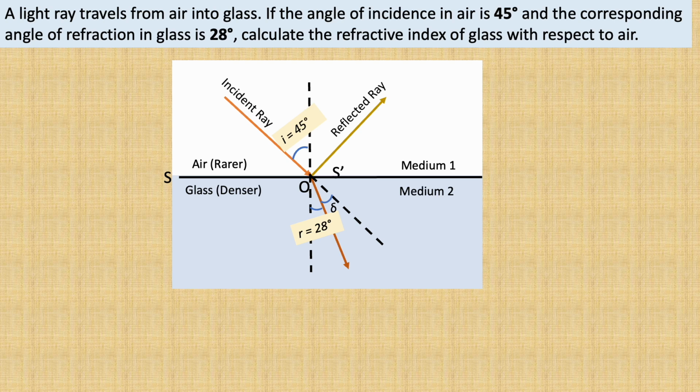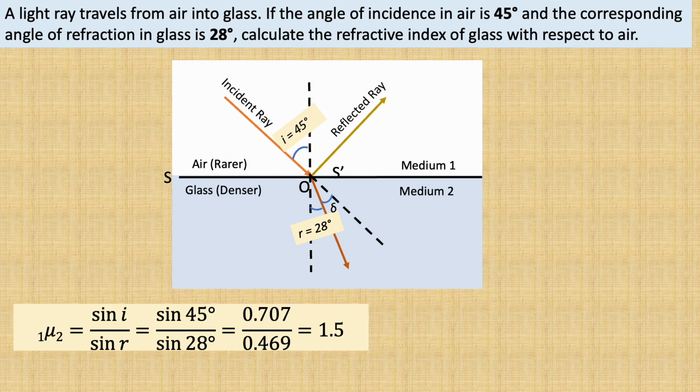The angle of incidence in this case is 45 degrees. Light bends towards the normal as it enters the glass. It slows down and therefore it bends towards the normal. Now the ratio is sine i divided by sine r, that would be sine 45 divided by sine 28. 0.707 divided by 0.469 gives us 1.5. So refractive index of glass with respect to air remains the same. Okay, the value is 1.5.